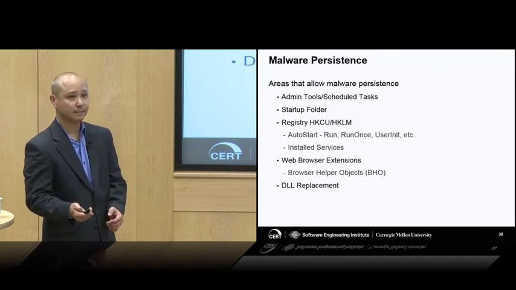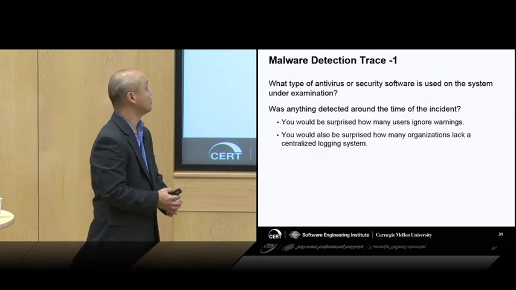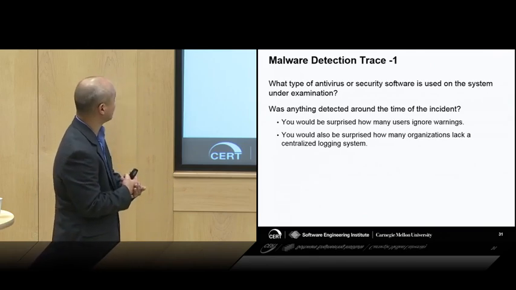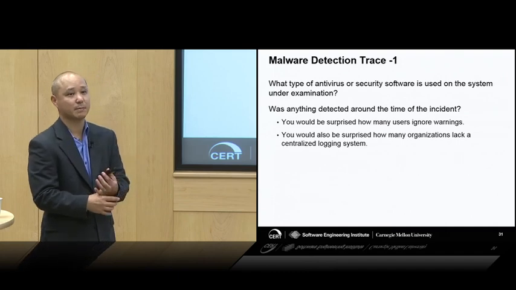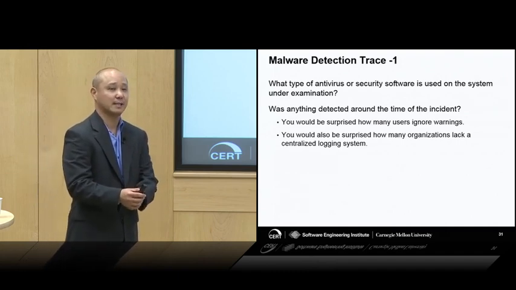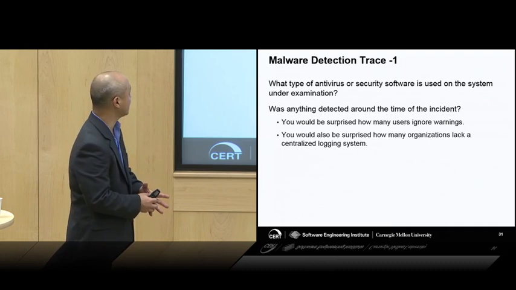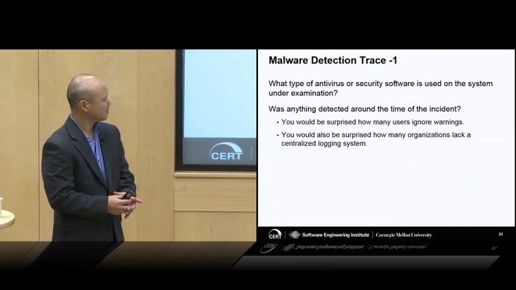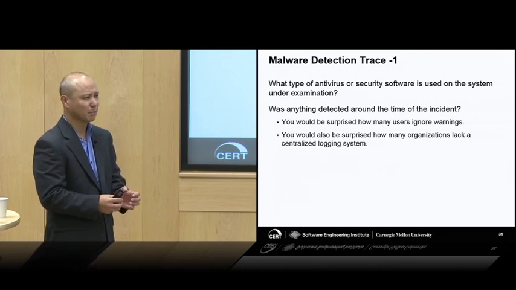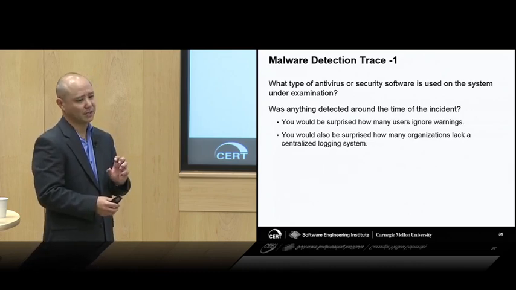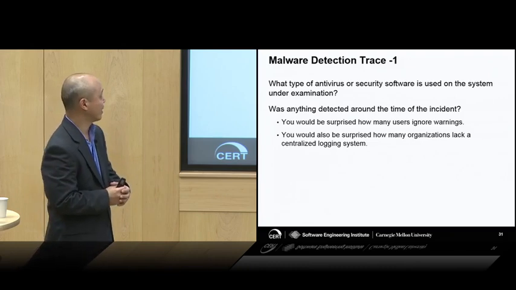Okay, malware detection. The trace. What type of antivirus or security software is used on the system? Was there anything detected around the time of the incident, right? There's a lot of times where users kind of ignore it, right? Something pops up, blinks, and they just click OK, and then they don't worry about it.